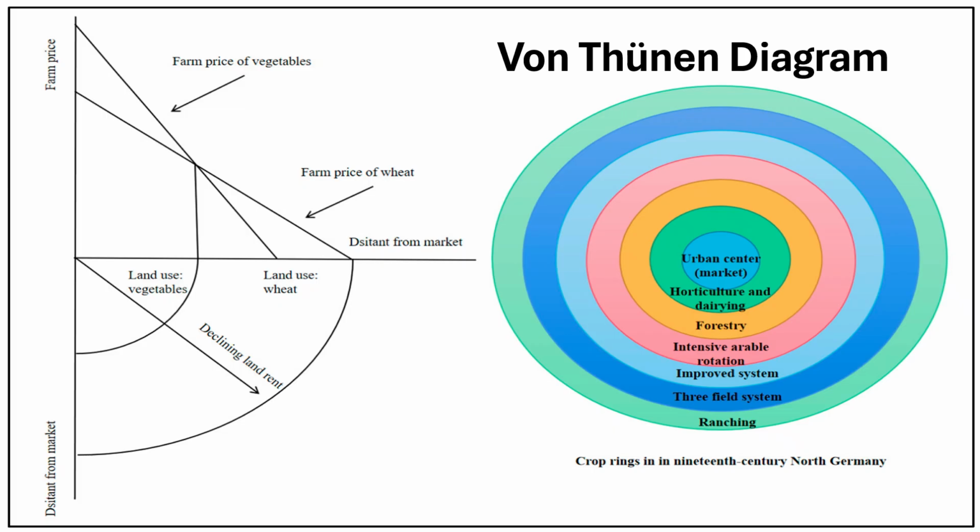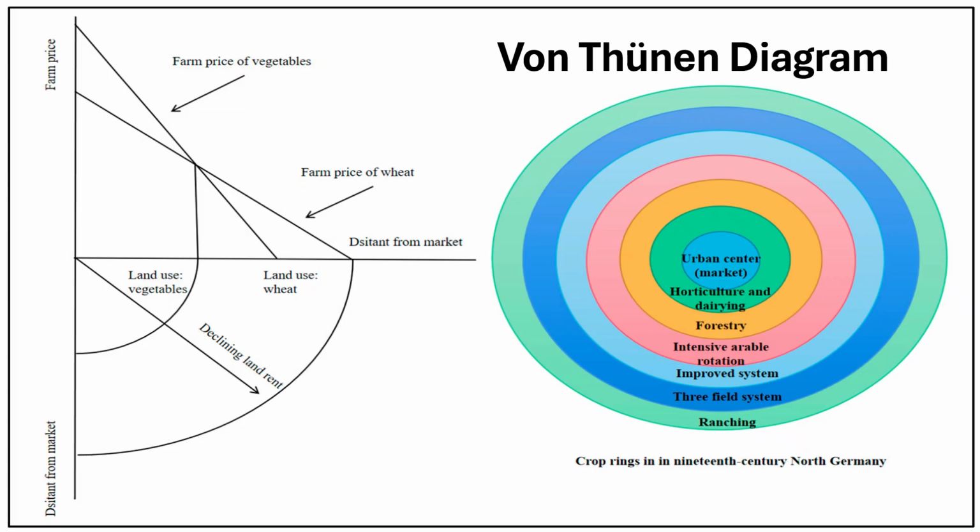Outside of that ring, you're going to see the orange ring, which is forests. Forests are used to build houses and furniture, but forests have to be close to the market because lumber is very heavy. Outside forestry, you see intensive arable rotation crops. This is where you're going to find grains being grown. The farther out you go, you're going to find less and less perishable crops.